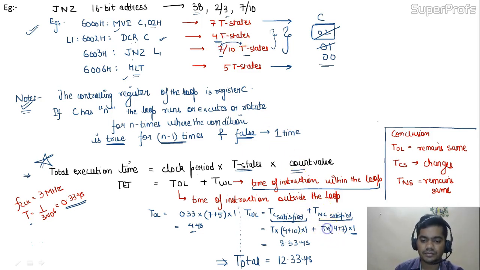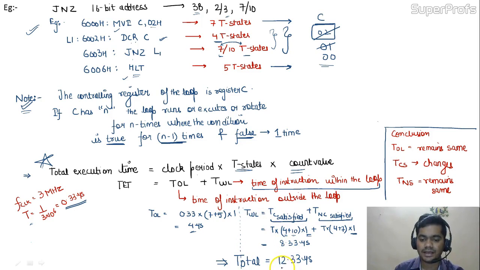Therefore it would be t into 4 plus 7, that is 11, into 1, that is its count value. And this condition would be satisfied if we are taking the example of this operation only. If we are taking the example of this case, in this case the true condition is satisfied, that is the true condition is executed also for one time. Okay, so therefore t into 4 plus 10, that is 4 for DCRC and 10 for the jump condition. So these are the T states for the satisfying conditions, and this would give the result.